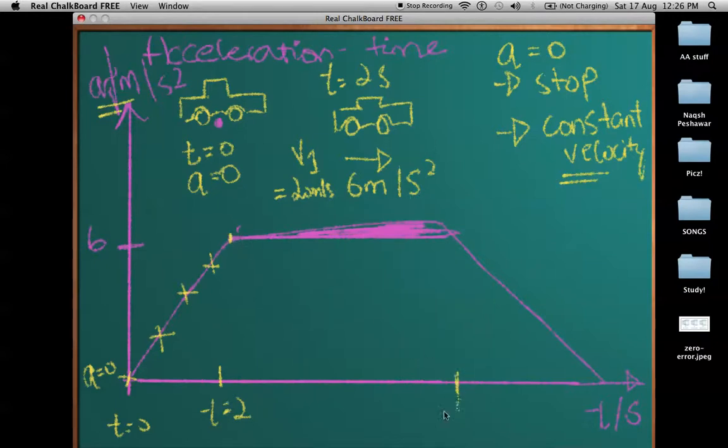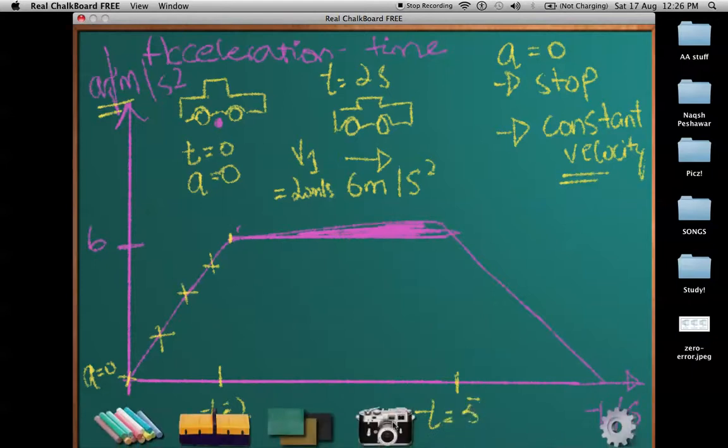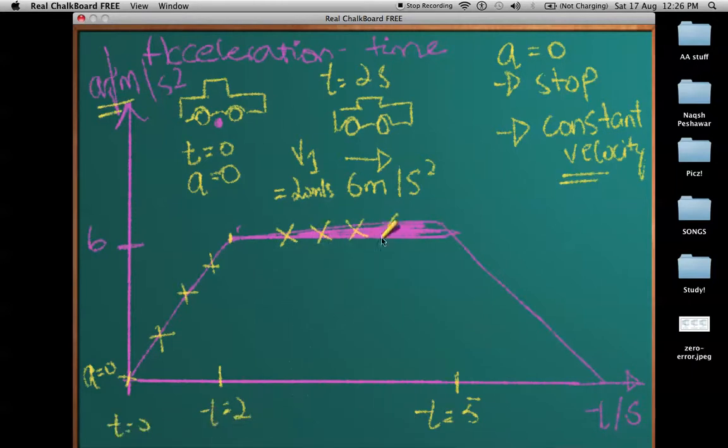So let's say till time t equals 5, the acceleration remains constant. It's 6 meters per second squared. So throughout this interval, the car is increasing its velocity by 6 meters per second every second. This does not mean the car has a velocity of 6 meters per second. No. Always remember the graph is acceleration and time. So the acceleration is 6 meters per second squared, which means the increase in velocity is 6 meters per second, per second. That is why it's 6 meters per second squared.